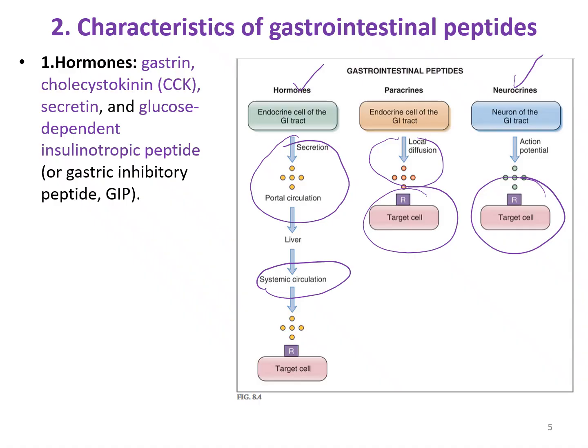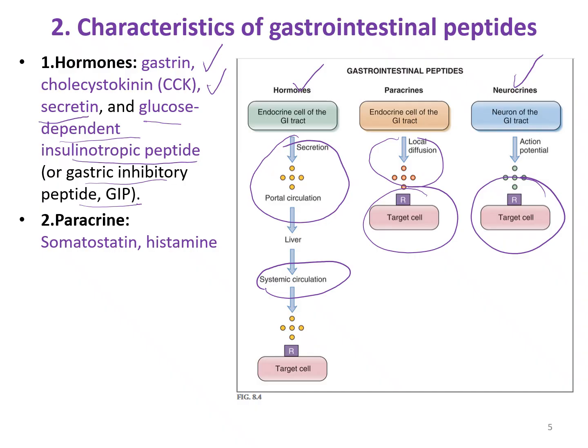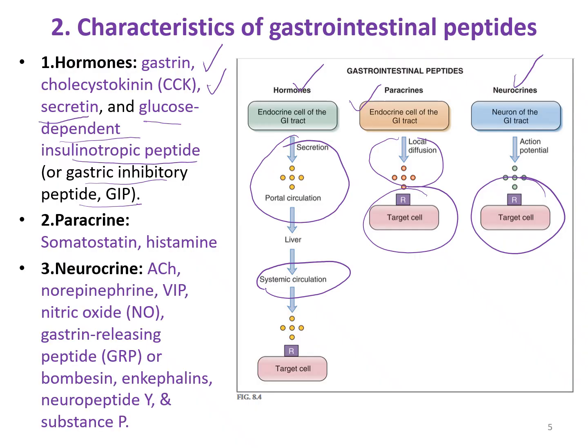The hormones that meet the criteria are gastrin, cholecystokinin (CCK), secretin, and GIP. GIP, gastric inhibitory peptide, is also known as glucose-dependent insulinotropic peptide. The paracrines are somatostatin and histamine. The neurocrines are neurally regulated substances like acetylcholine, norepinephrine, vasoactive intestinal peptide, nitric oxide, gastrin-releasing peptide (GRP), bombesin, enkephalins, neuropeptide Y, and substance P.